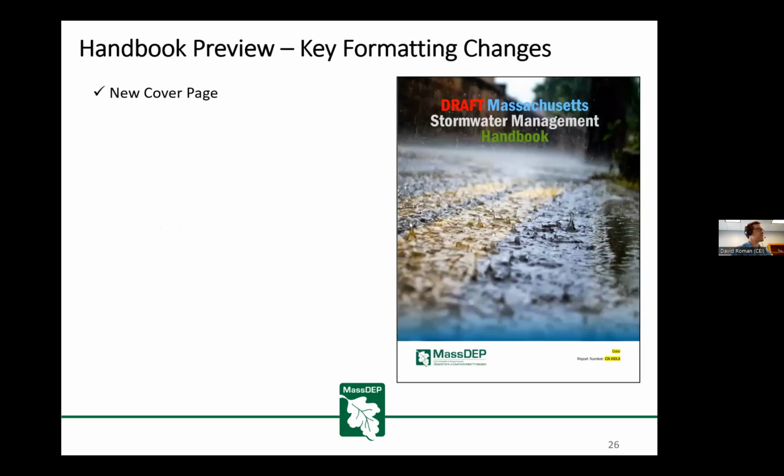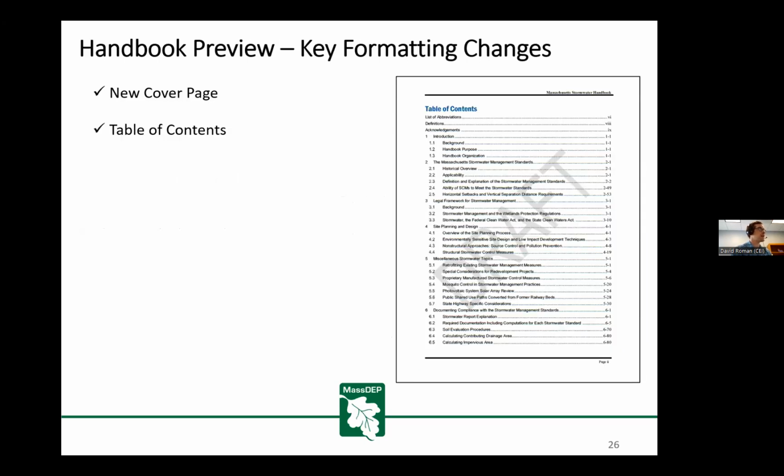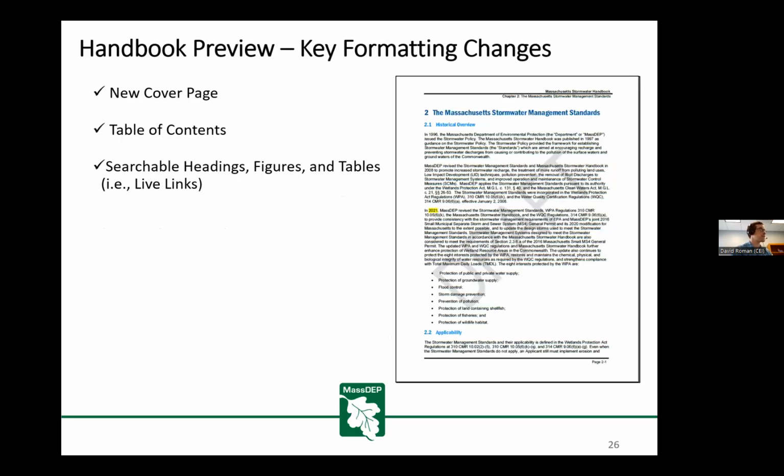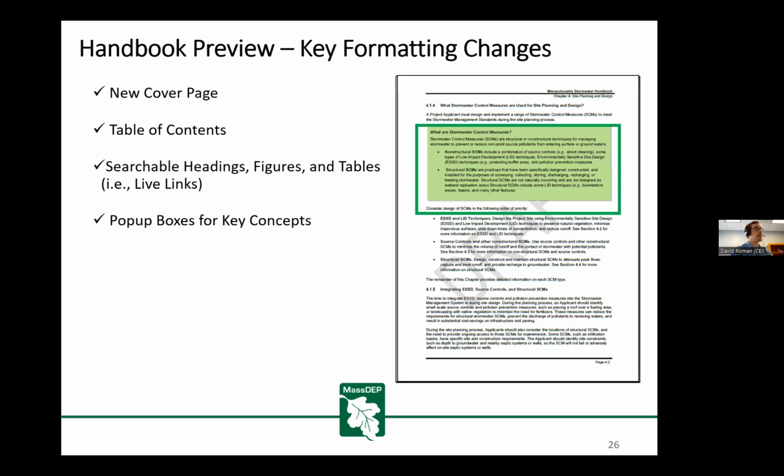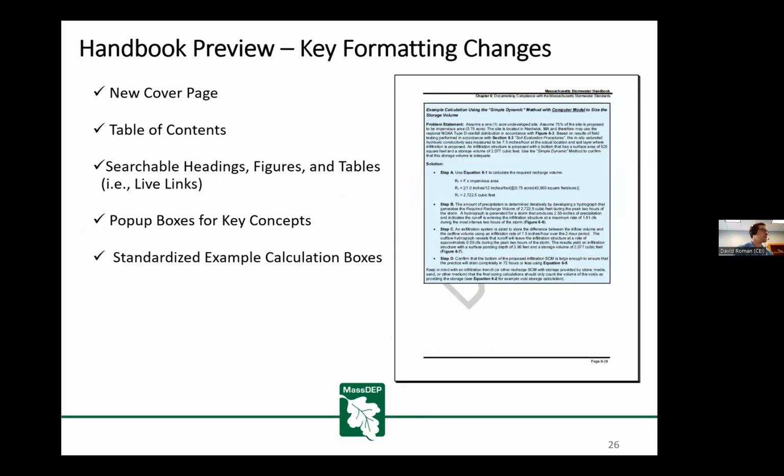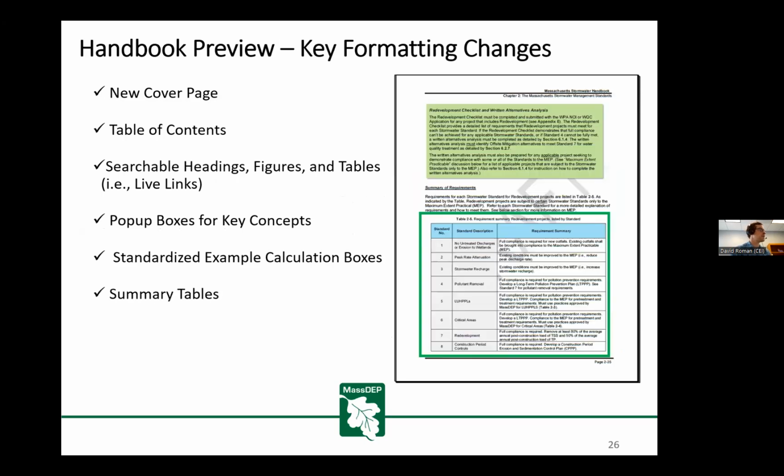A couple things that have been changed with the draft handbook. There's a new cover page, table of contents, searchable headings, figures, tables, pop-up boxes for key concepts like what's a stormwater control measure. Calculation boxes have been standardized, so it's easy to see kind of what the required calcs are. Summary tables to help summarize information.